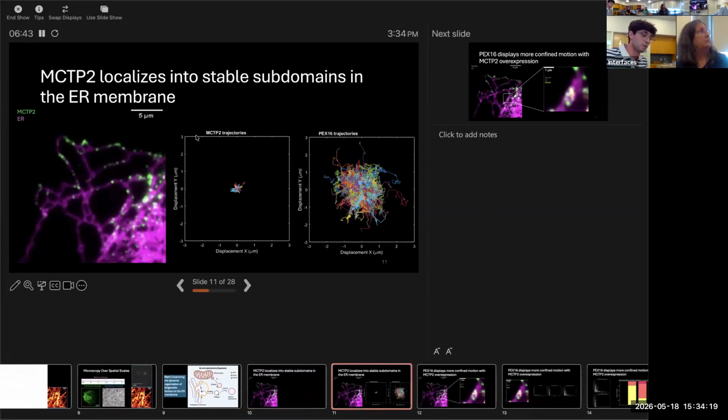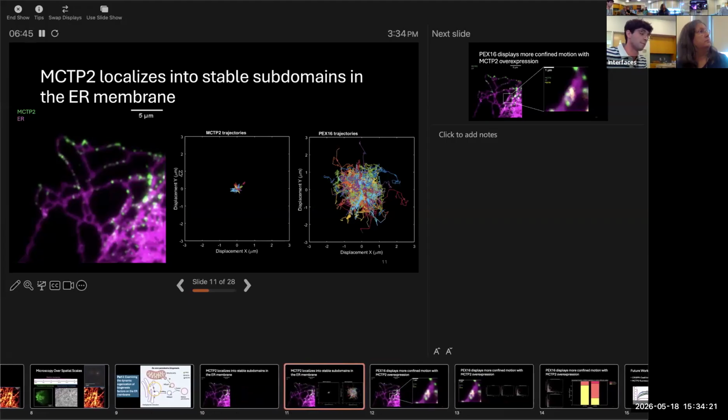And what I mean by stable is that, if this were a video, I'll play a video soon, these proteins just oscillate in place. They're not really moving much through the rest of the ER membrane. And so of a typical ER membrane protein, what you're seeing is something like PEX16 trajectories, where these proteins are able to move throughout the entire ER, but with MCTP2, for whatever reason, it just stays in place.